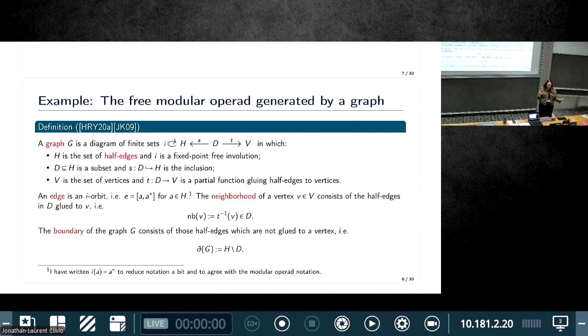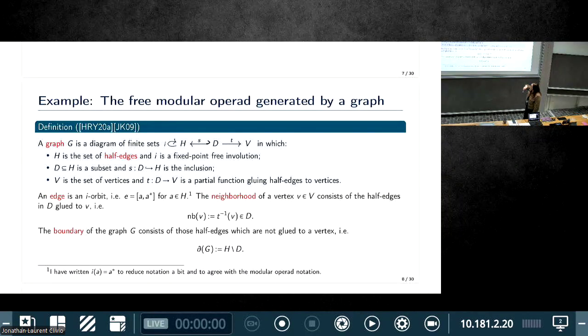And this is going to feel like a very belabored definition, but you'll see where we go with this. So I'm just going to say that a graph is a diagram of finite sets. H is going to be a set of half edges. And I is an involution that glues one half edge to another half edge. So this allows me to assemble edges out of pieces.